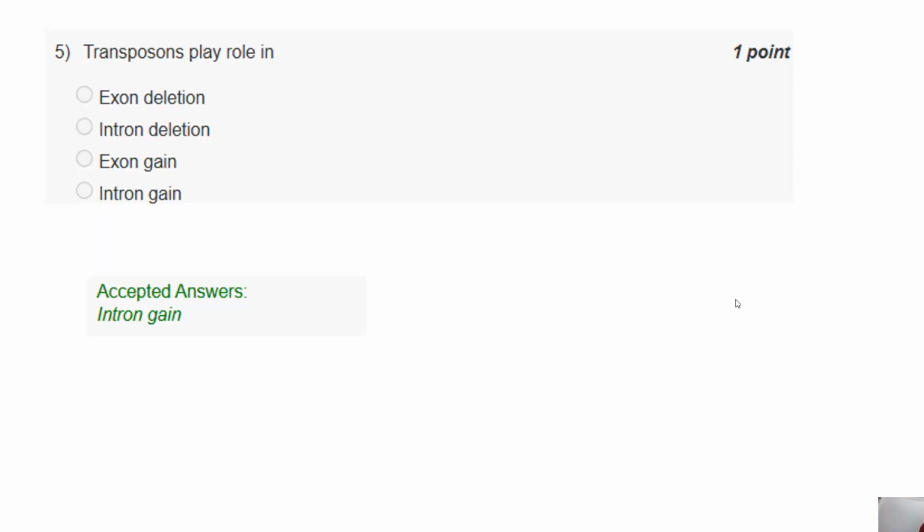Transposons play a role in intron gain, right? So the answer, coming back to the question that we started with, is that transposons play a role in intron gain. Like how? Research suggests that many new introns in eukaryotic genomes originate from the insertion of transposable elements, which, if positioned appropriately, can be interpreted as introns by the splicing machinery, leading to the creation of new introns within a gene.